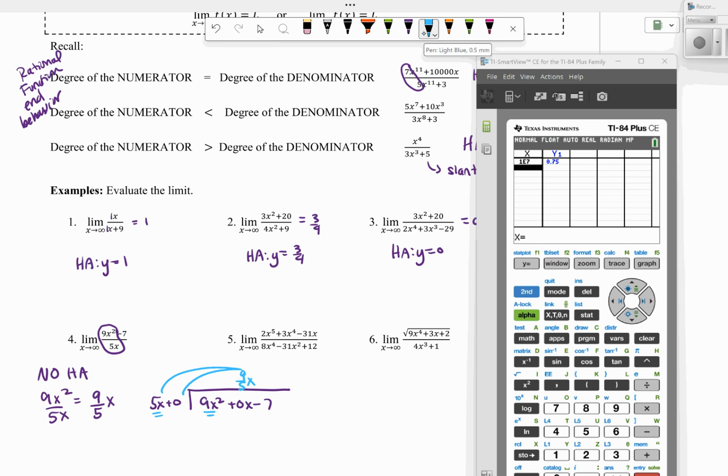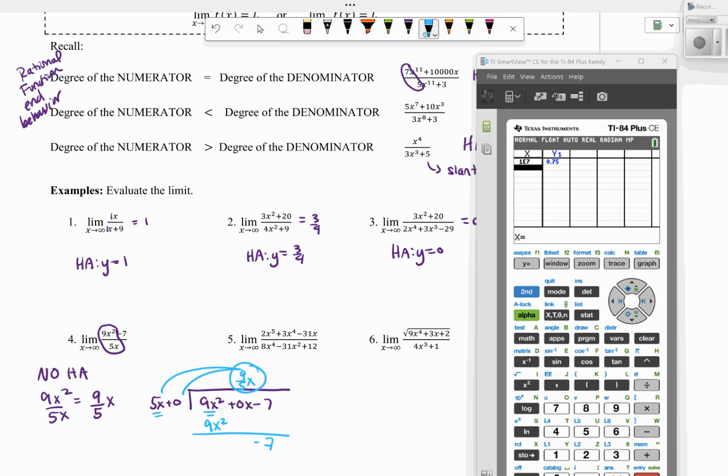So 9/5 x times 5x gives us 9x squared, and then times 0, which you don't need to write anything for. You notice that you cancel these out, bring down the 0, which you don't need to do, minus 7. And then in this case, you would have negative 7 over 5x. So you don't really need the rest of that. This just tells us that this is going to be your end behavior, because this would be the first term that we have.